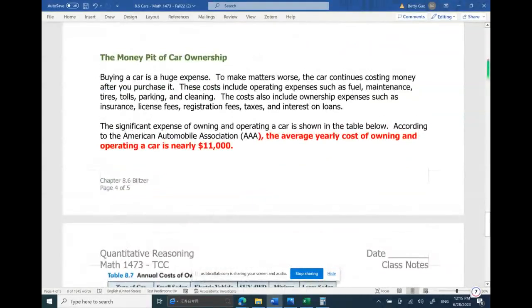Continue. Some important information about the cost of owning a car. Here, the significant expense of owning and operating a car is shown in the table below. According to the American Automobile Association, I'm not sure if that AAA is the same as the insurance company. It is interesting to look it up, right? The average yearly cost of owning and operating a car is nearly 11 grand.